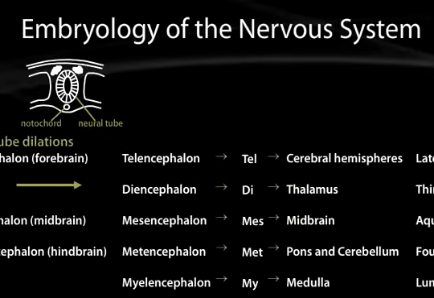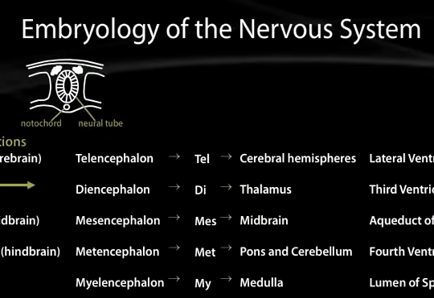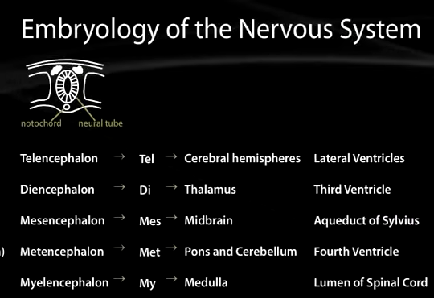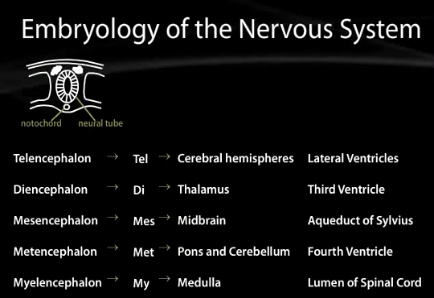Now let's talk about what develops from these guys. So you already have a skeleton of knowledge to know that tel, die, mes, met, my. So you know that tel is at the very front of the nervous system. So what would that create in the brain of the adult? Well, it makes sense that it would make the cerebral hemispheres. What is the next structure down from the cerebral hemispheres? The next thing that is connected to the hemispheres is the thalamus. Okay?